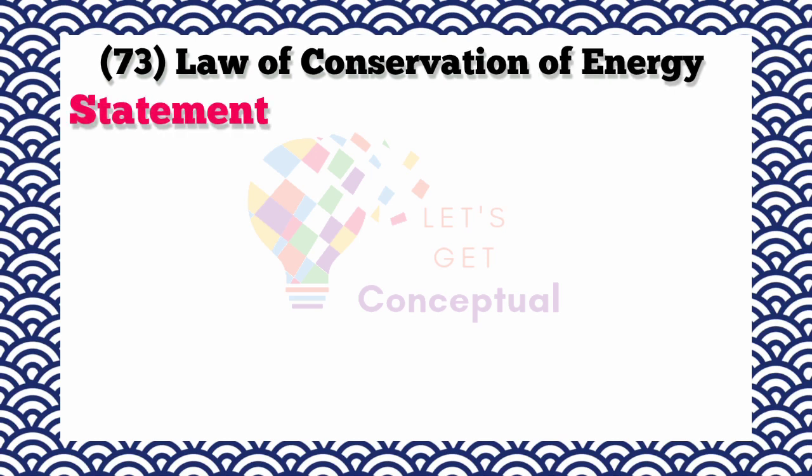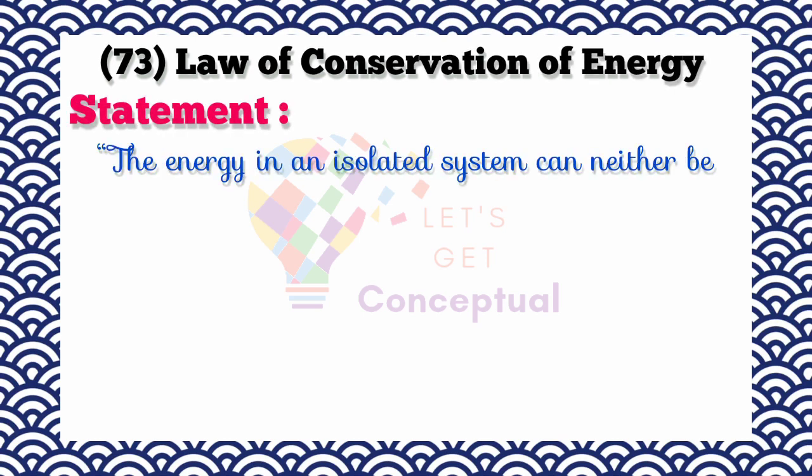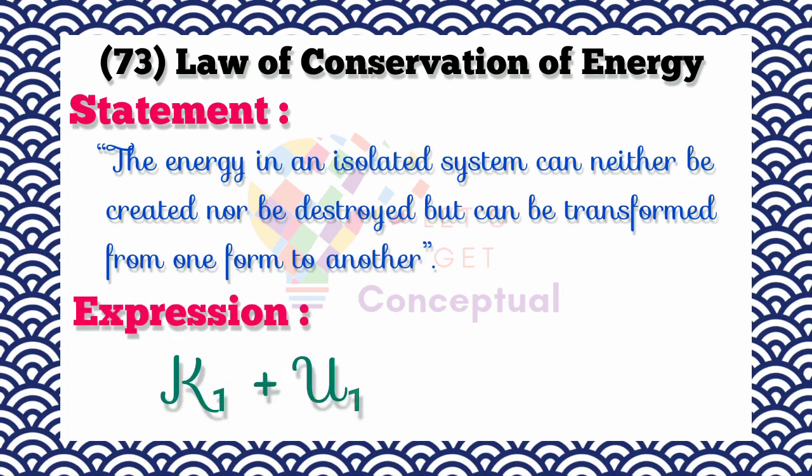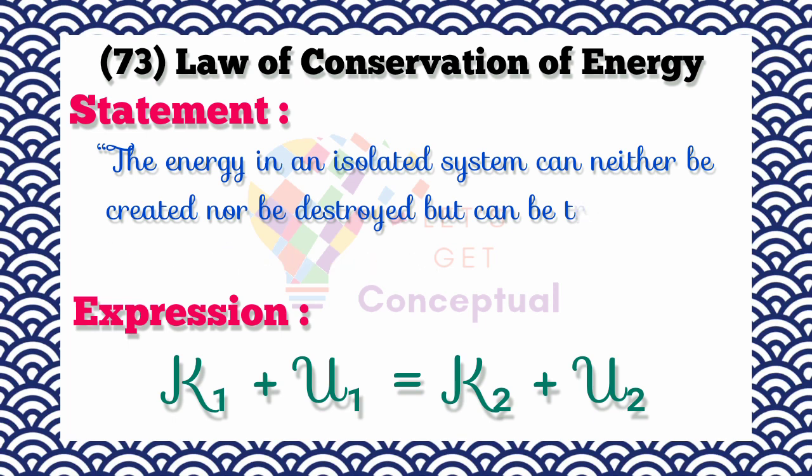Number 73. Law of conservation of energy. Statement: the energy in an isolated system can neither be created nor be destroyed but can be transformed from one form to another. Expression: K1 plus U1 equals K2 plus U2.